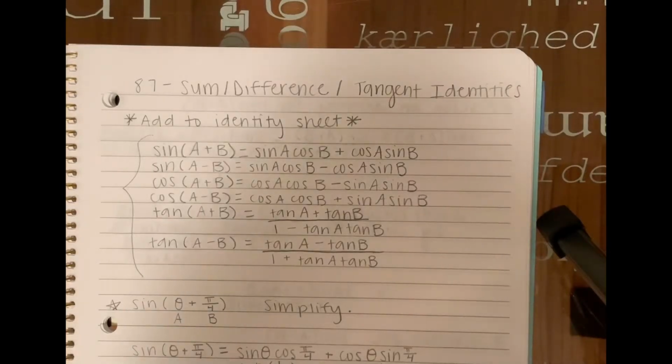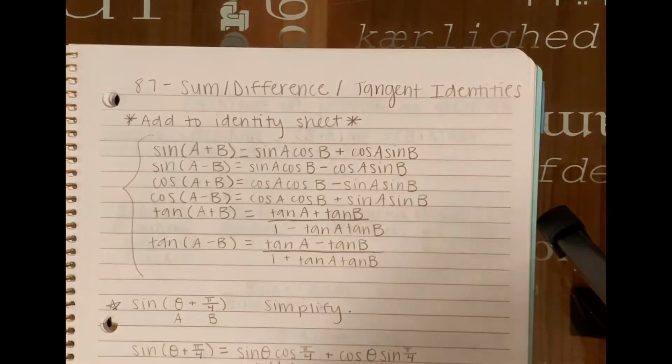Lesson 87 is more identities to add to your identity sheet. So go ahead and add these 6 identities to your reference sheet right now. Pause the video, and then we'll use them in our examples for lesson 87.